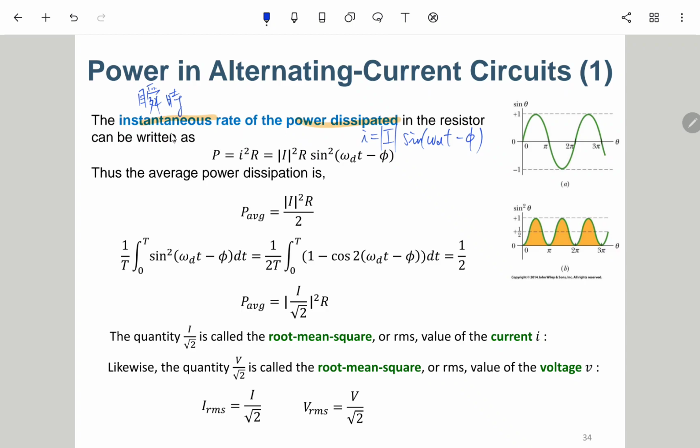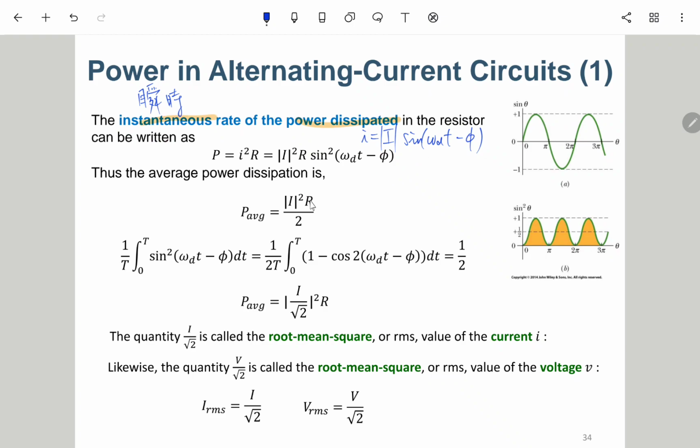So actually the instantaneous rate is easy to calculate, but we cannot really measure this instantaneous rate. If you use a multimeter to measure some sinusoidal voltage or sinusoidal current, it will give you a so-called average value. But if you take the average value of a sine, it turns out to be 0, because half of it is positive, half of it is negative. So how to take the average?